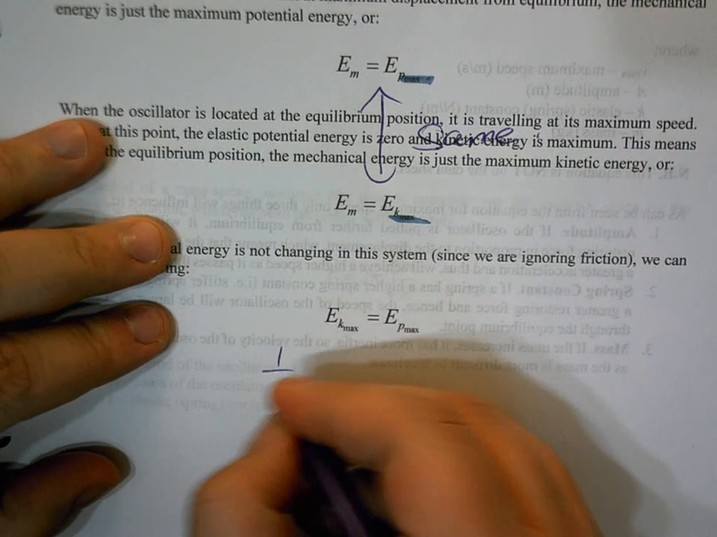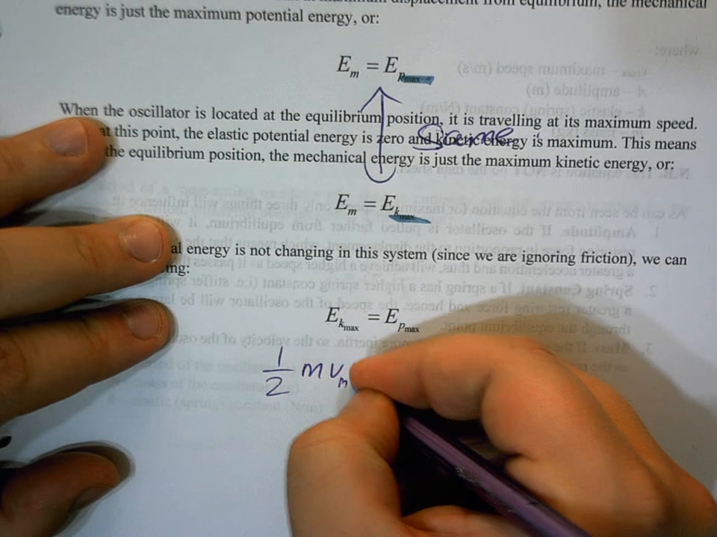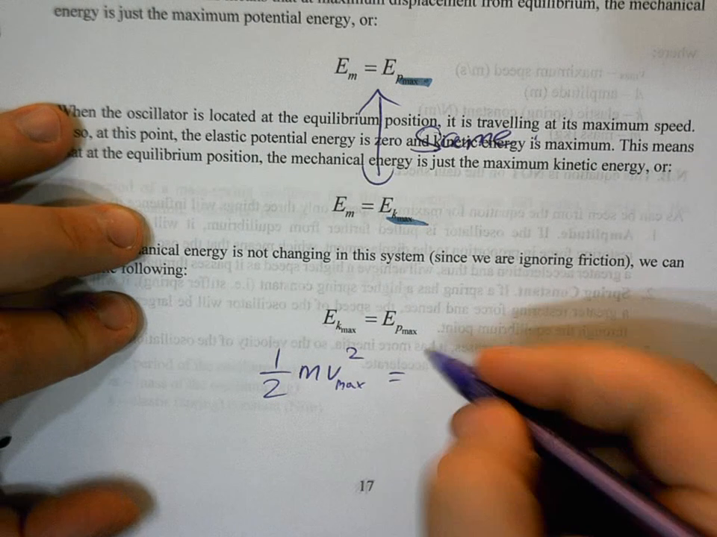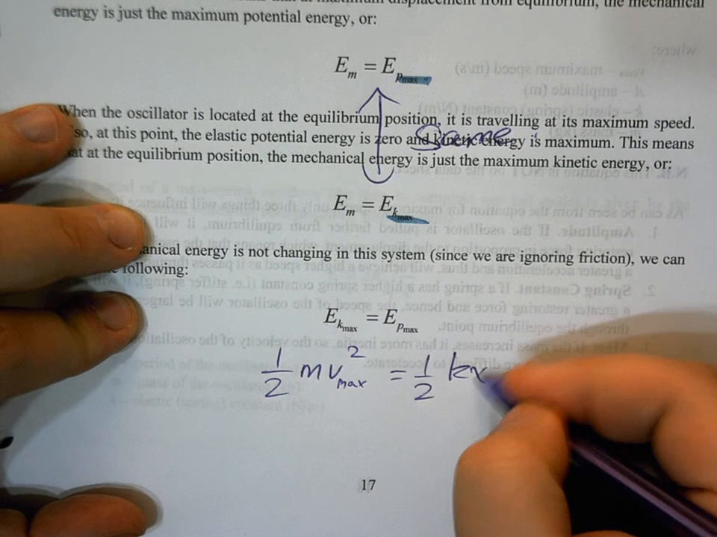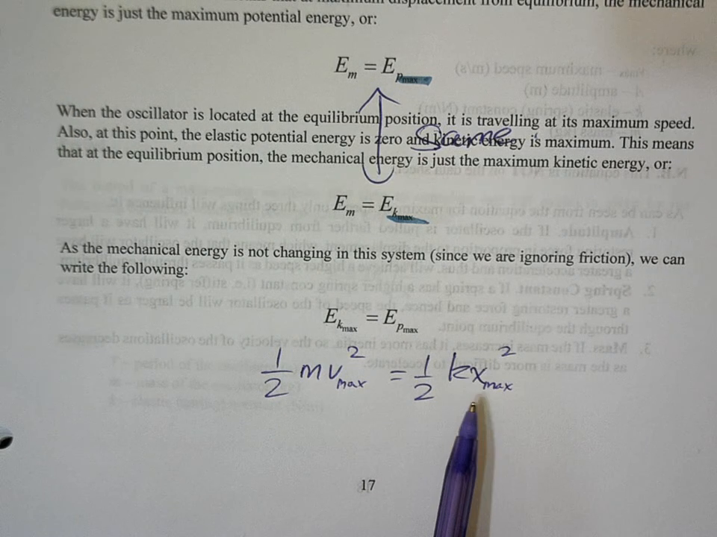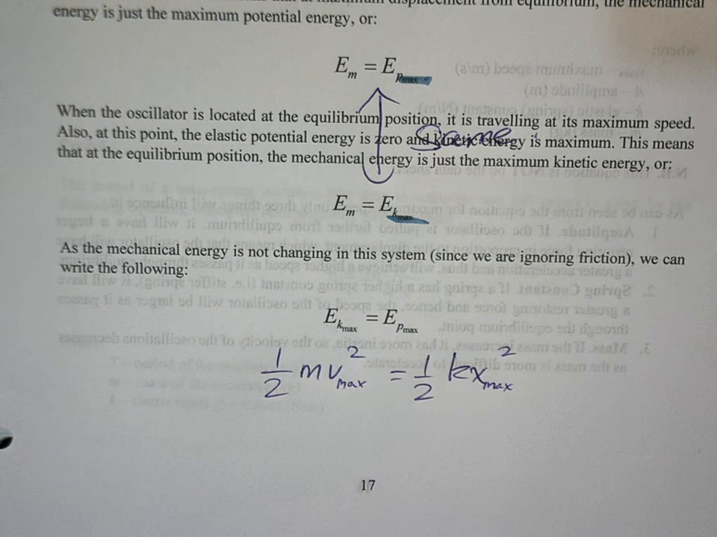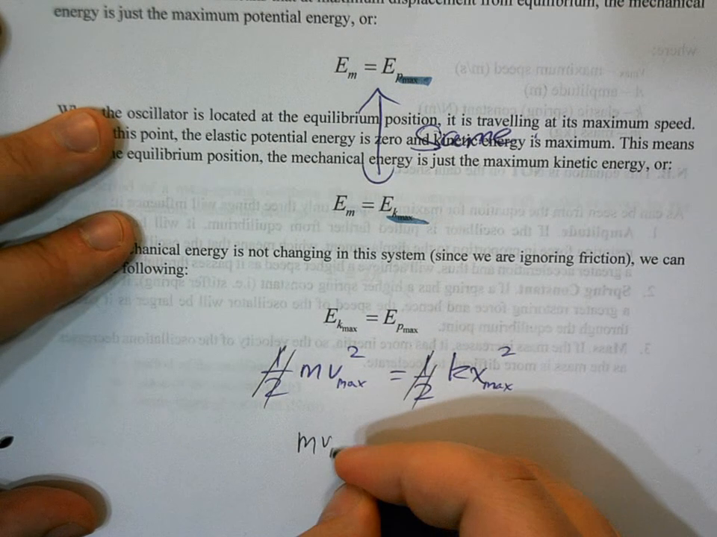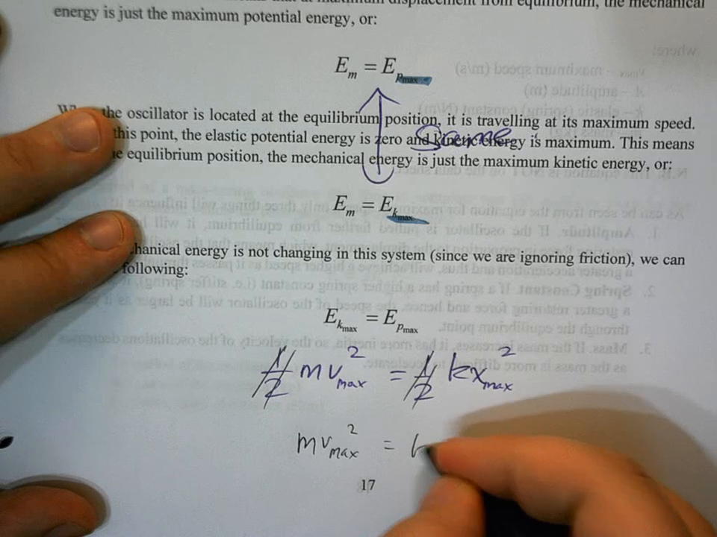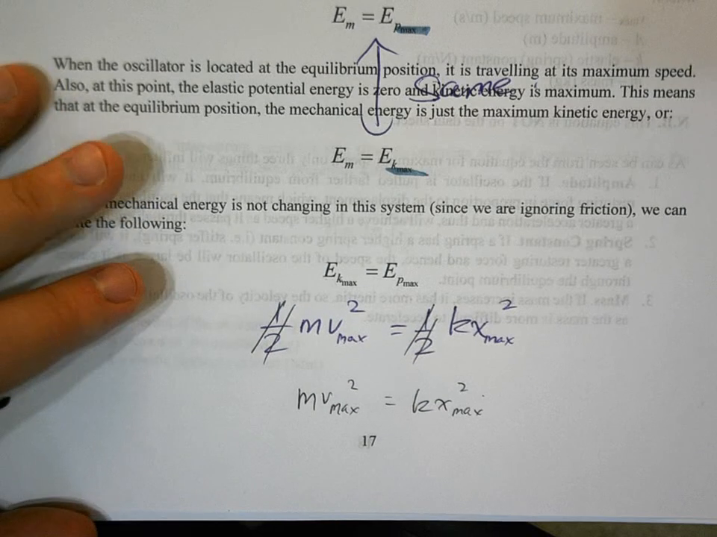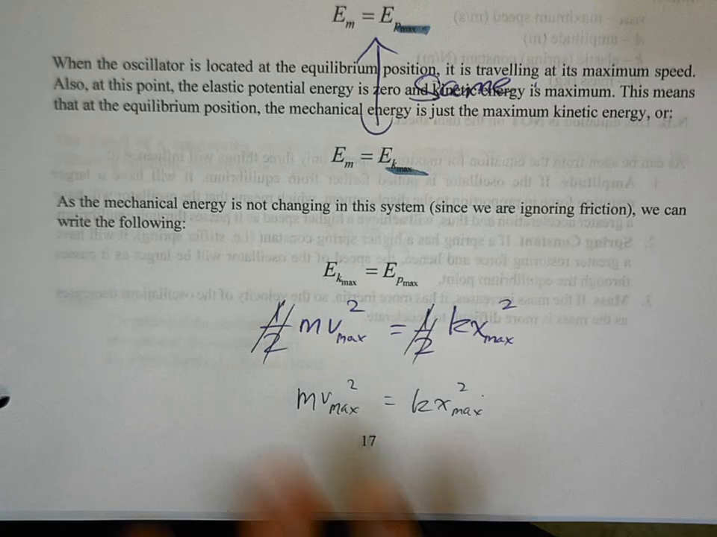So EK is going to be half m v max squared, since we're dealing with maximum. And then our equation for potential energy is going to be half k x max squared, because again, we're dealing with maximum. Well, we could simplify this a little bit. The halves are going to go away. So I'm going to get m v max squared is equal to k x max squared. That looks like we're making some progress. We've simplified it. Let's see if we can work it down a little bit more.